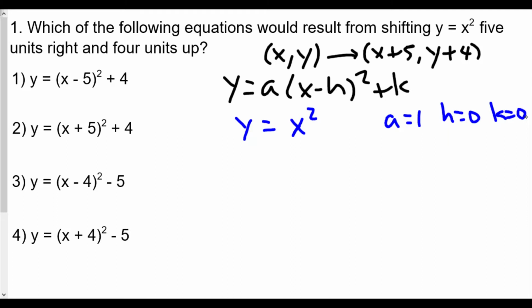Really, our vertex is 0, 0, the origin, and we're familiar with the y equals x squared from so much use of it. That turning point we call the same as a vertex. So that's our vertex.